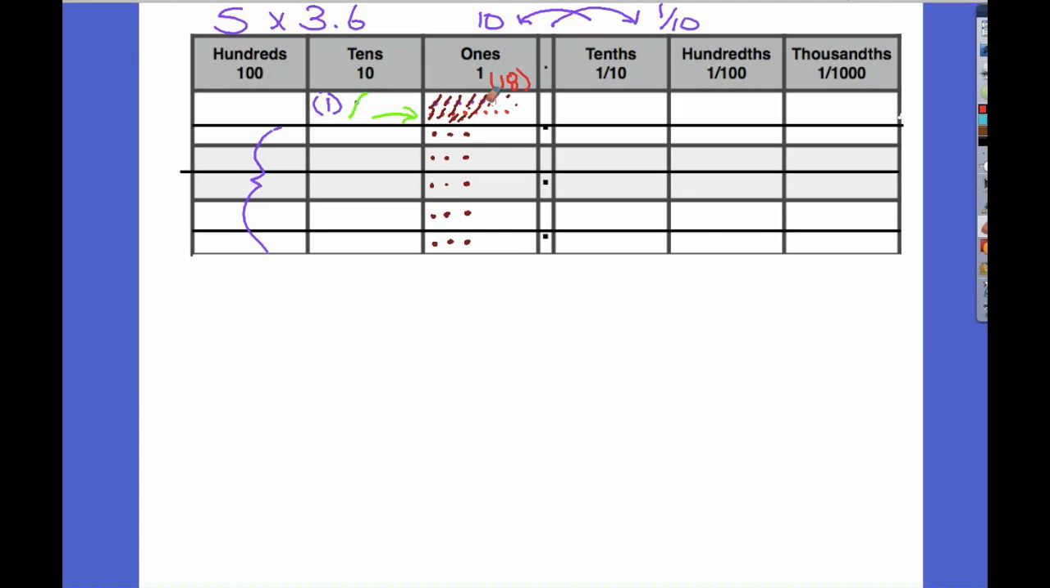So I use these, right? This will make it easier for you to see. How many am I left with? 3. So what do you think I need to do with those 3? Move them to the tenths. So then I end up with 3 tenths. That's the way it works.